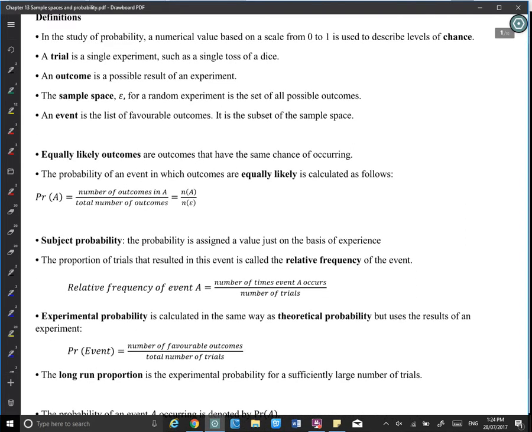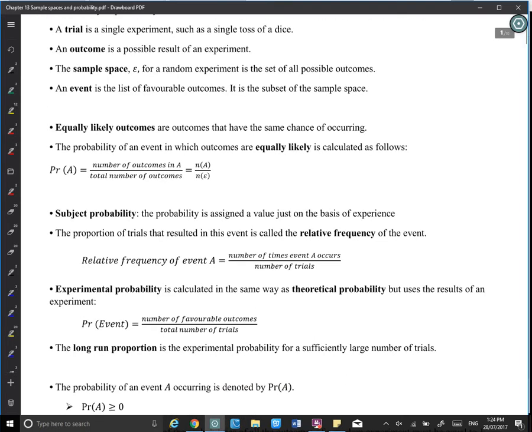And what is an event? An event is some favorable outcomes. For example, if I say I want a head when I toss a coin, then getting a head is my favorable event. That's an event. Okay, equally likely outcomes: all the outcomes have the same chance of occurring. Not every experiment has that. It's only for throwing the dice, tossing the coin, or when you cut a circle into even pieces for a spinner game, so they are equally likely outcomes.